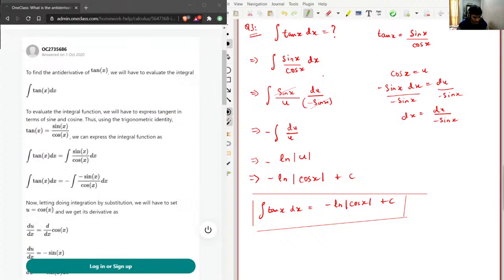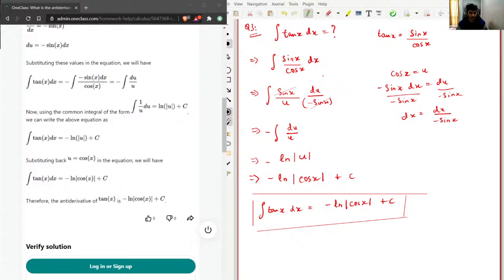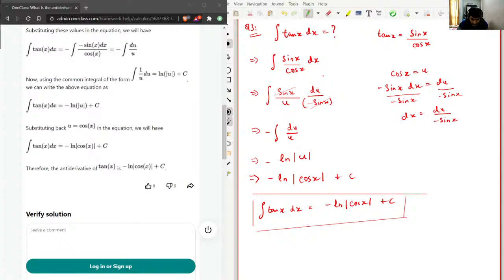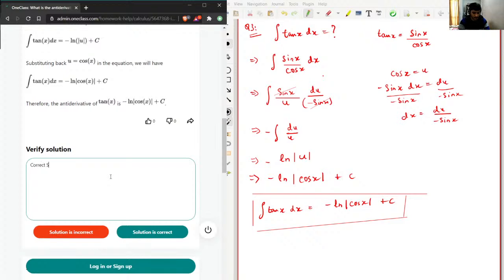So let's see what the solution is given. You can see that in the solution given by Junior Tutor, they have also mentioned ln instead of log. And always write the magnitude also, because when we do the integration we always write the inside value in modulus. So this is ln of cosine of x plus c. Okay, correct solution given here.